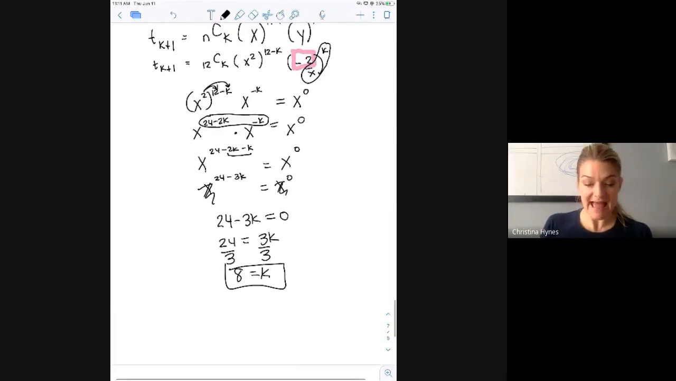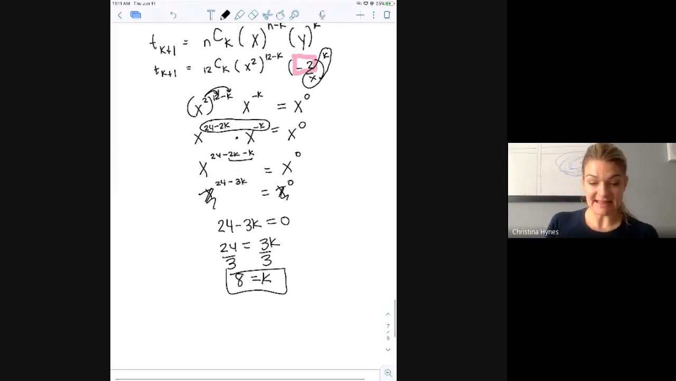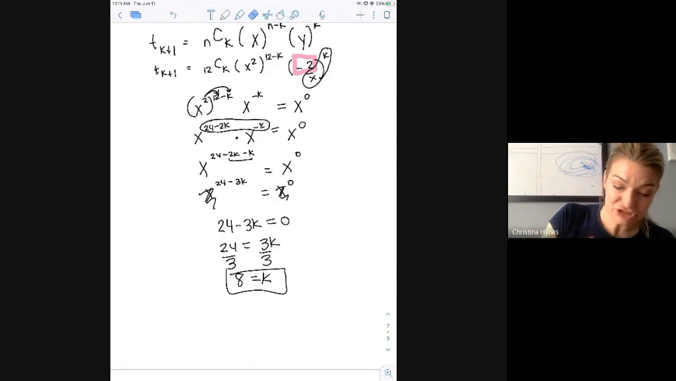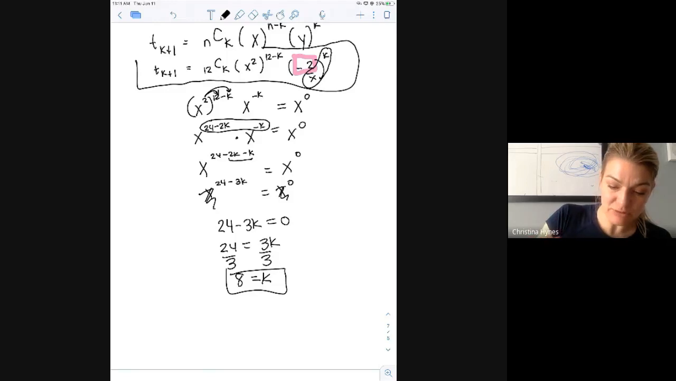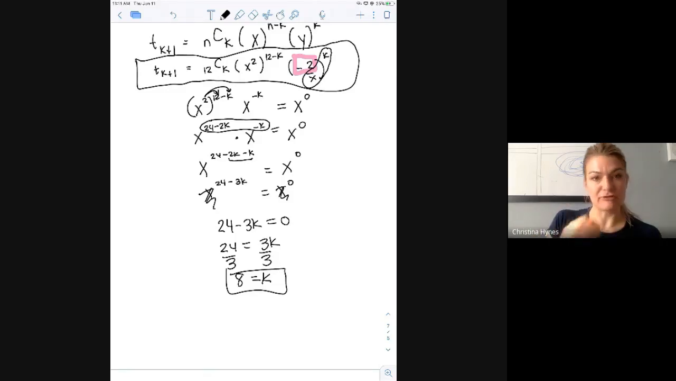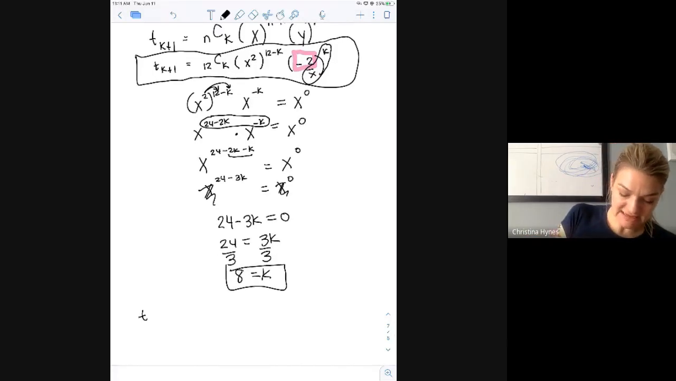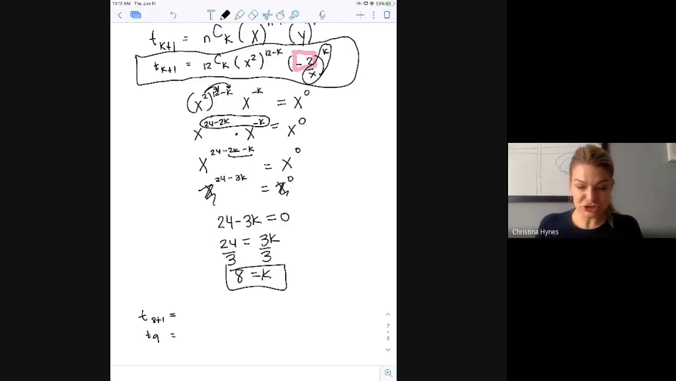So now that I have k is equal to 8, you're going to go back to this step right here and replace wherever you see a k with an 8, because the whole point is to get that constant term, okay? So you're going to go t 8 plus 1, so we're actually looking at term 9 here. So term 9. And then in your calculator, you're going to put 12 choose k.